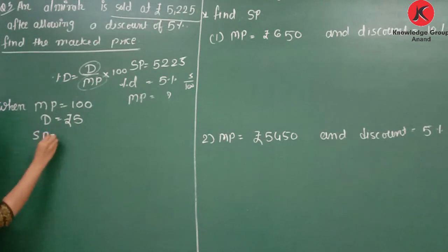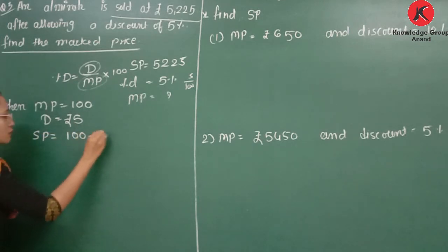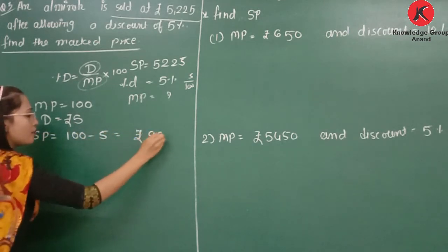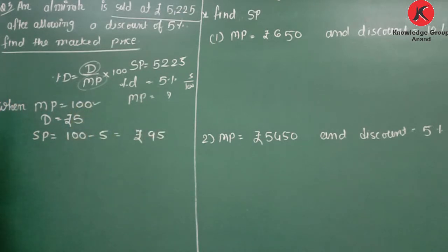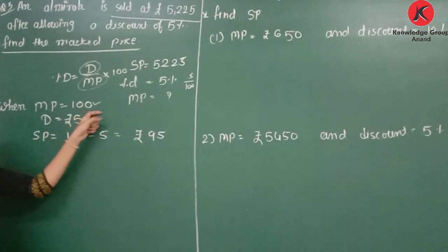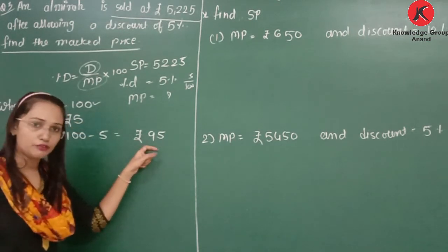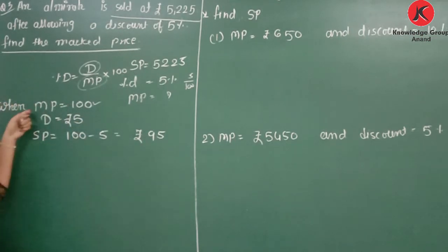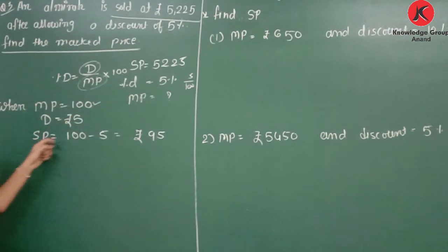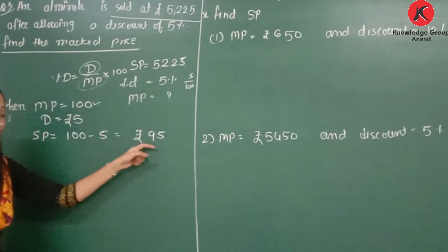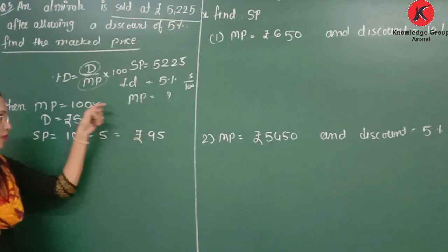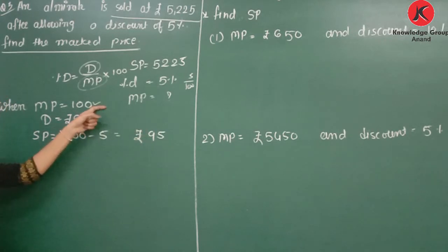What is the selling price? It is 100 minus 5, that is 95. It means if the original price of any item is 100 and we have a 5 rupees discount, then we need to pay only 95 rupees. Now here you can see that we have mark price 100, selling price 95. When selling price is 95, the original value, mark price, is 100. So we can start.